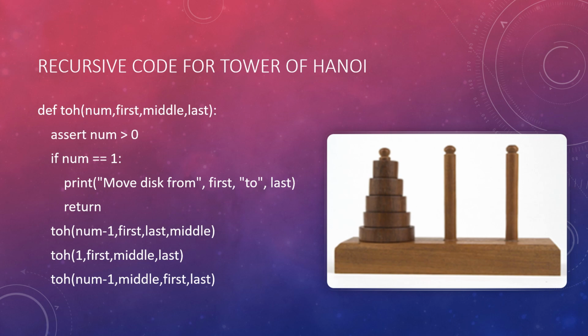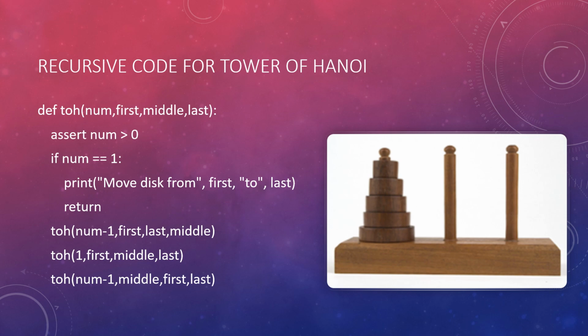Recursive code for Tower of Hanoi. Here I am going to use the 3 steps that I just showed you. The name of the function is TOH. It takes 4 arguments. Num is the number of disks. First is the name of the source peg. Middle is the name of the auxiliary peg. Last is the name of the destination peg.